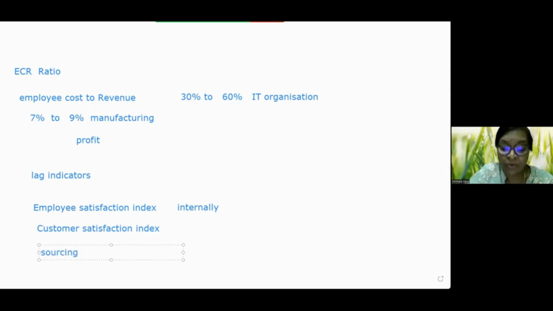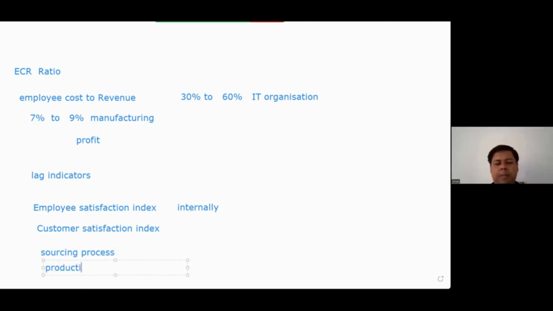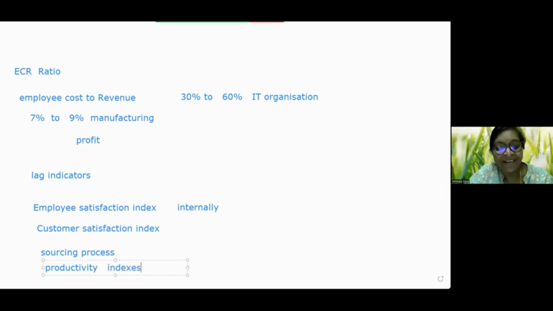In terms of the sourcing process, they would like to see, hey, are we spending more? The focus of operational excellence is more on productivity. You agree? So they will keep benchmarking productivity indexes, because I want to be very, very efficient. So I want to see, hey, what is my productivity index compared to others?